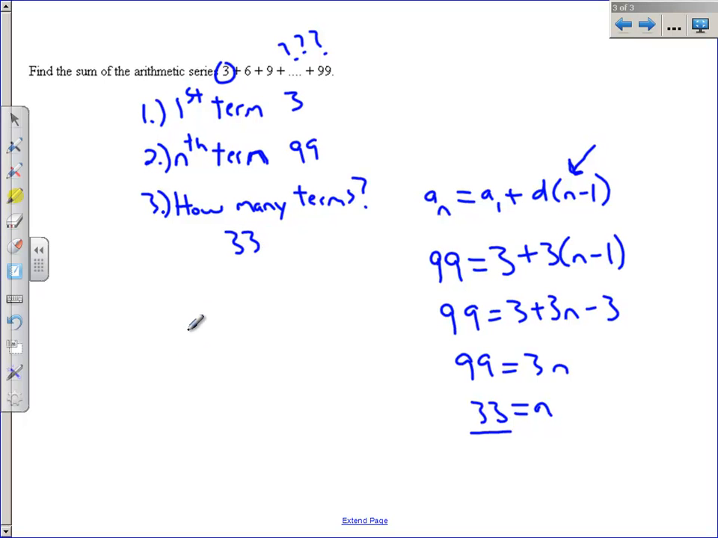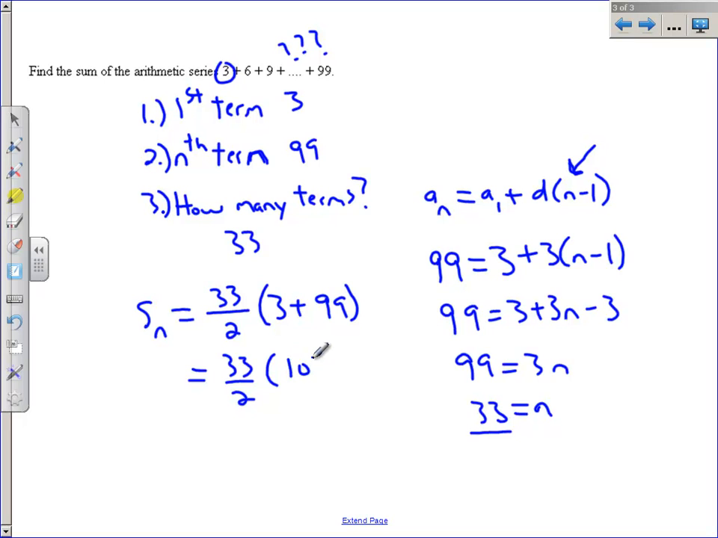So now I can go back and use my formula. My sum is n divided by 2 times a sub 1 plus a sub n. And so this would be 33 divided by 2 times 102. 2 goes in 102 51 times, and I have to do 51 times 33.